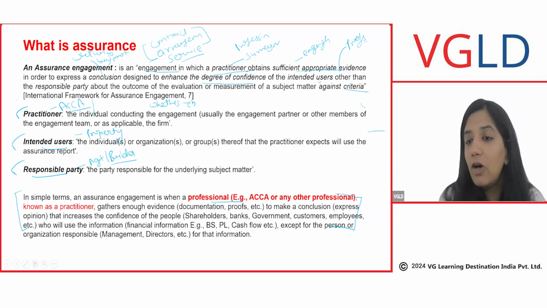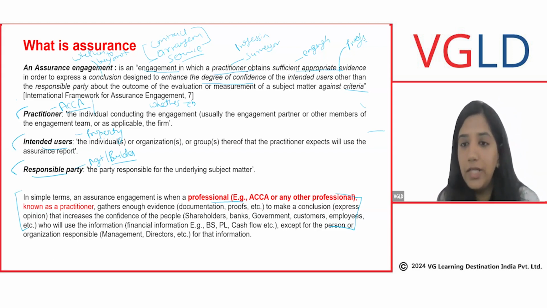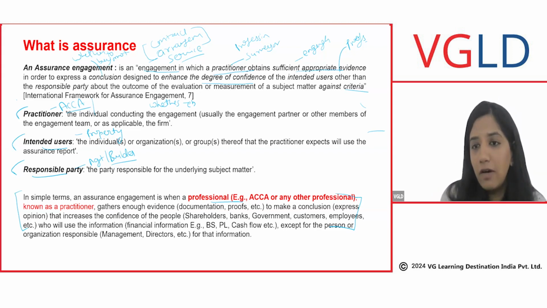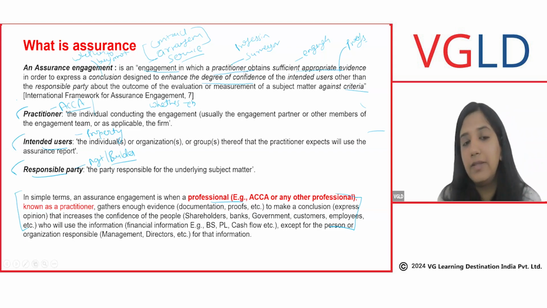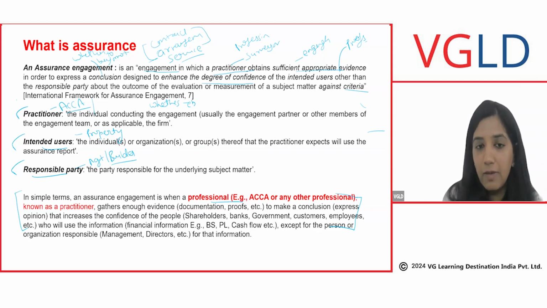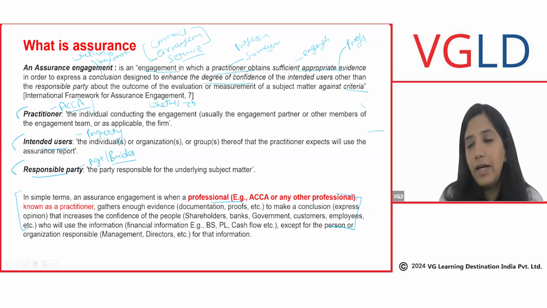Obtains sufficient appropriate evidence. Sufficient is which is enough. Like, I want to have sufficient food because I'm hungry. I don't want to overeat it, right? And I don't want to starve also. I need enough amount of evidence, right? So each word will be described in that respective standard when it comes. Engagement has its own different standard. Practitioner, more or less, it has a definition of a professional as an ACCA, right?